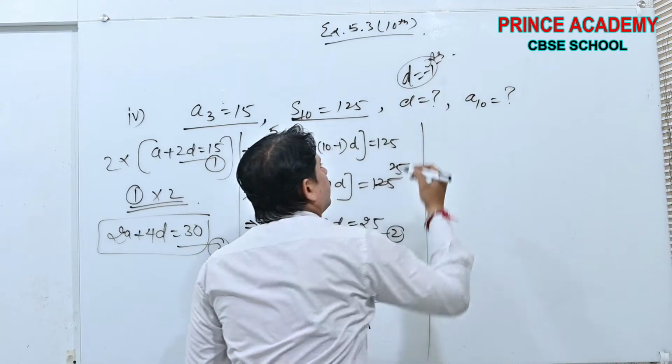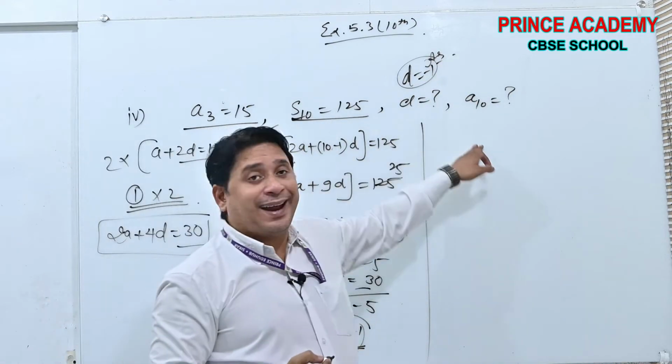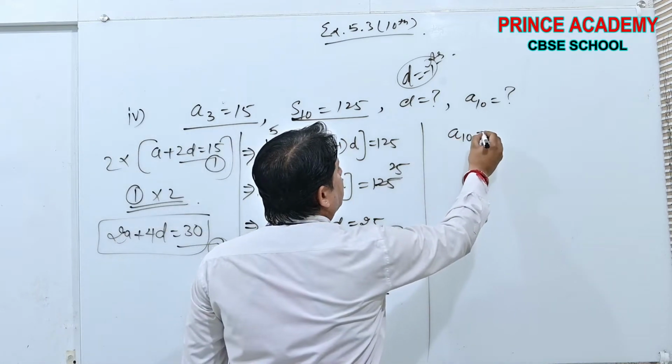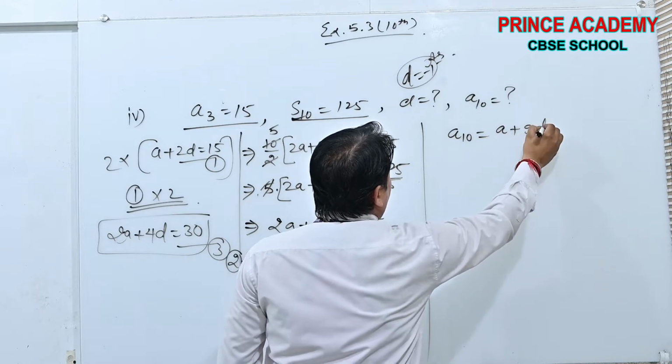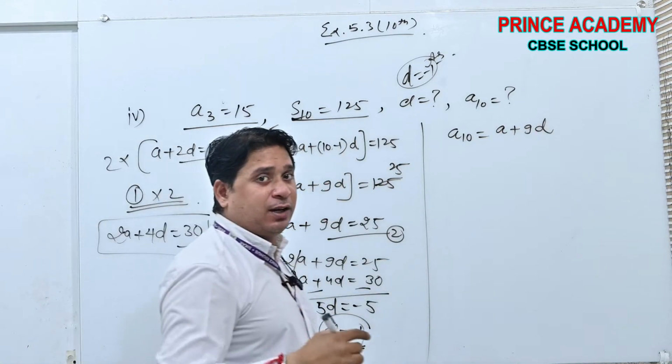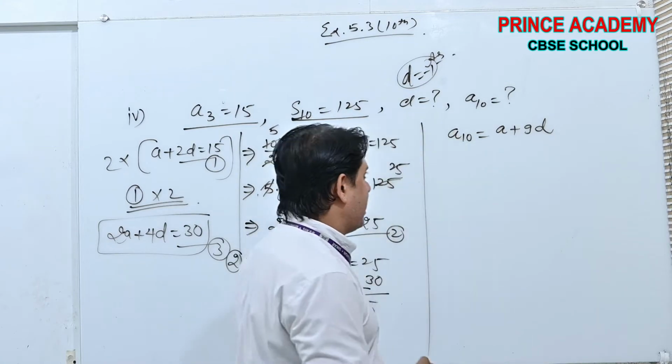First answer is there. Now you have to find A10. What is A10? A plus 9D, yes or no? Never forget exercise 5.2. It will work throughout the chapter. Okay.